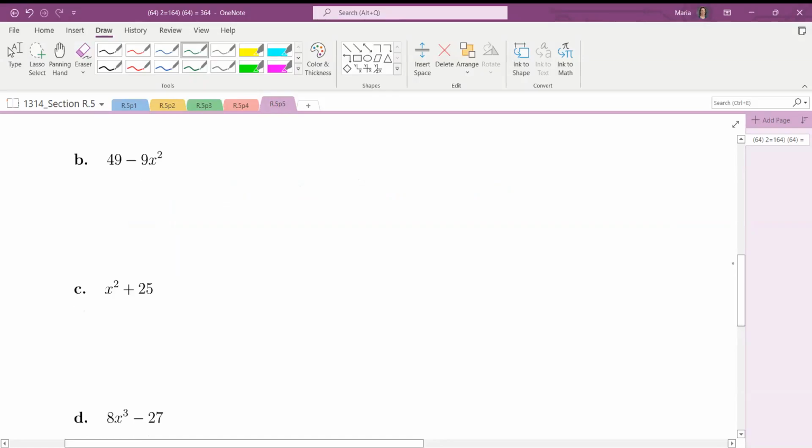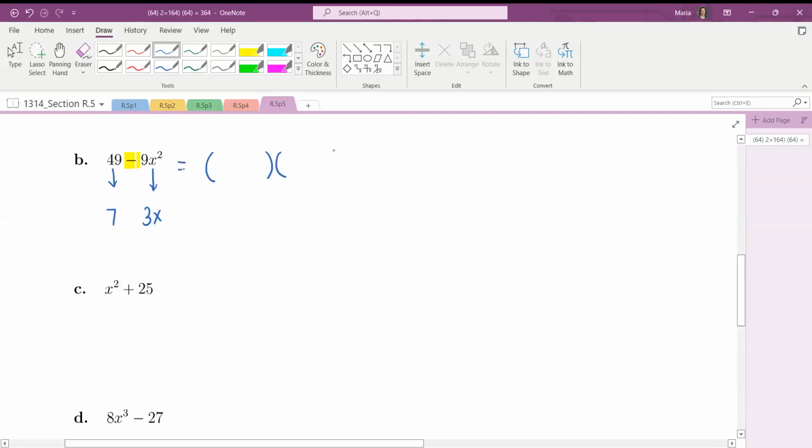Let's look at the next one in part B. In part B, our polynomial is 49 minus 9x squared. This is also a difference of squares. I'm subtracting, and when I look at the term on the left, I can square 7 to get 49. Then if I look to the right of the subtraction sign, the square root of 9 is 3 and the square root of x squared is x. So that's what I square, 3x. If I square 3x, I get 9x squared. So this is confirmed to be a difference of squares.